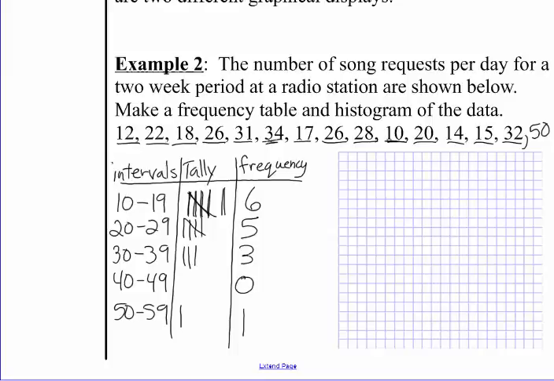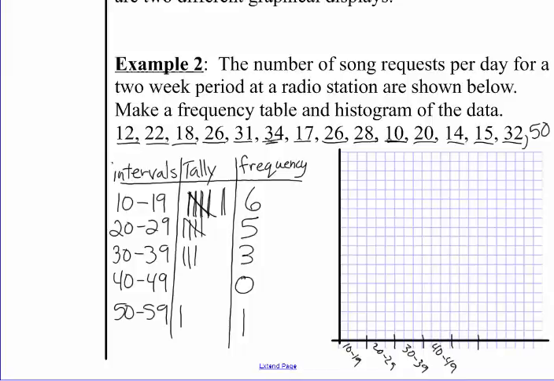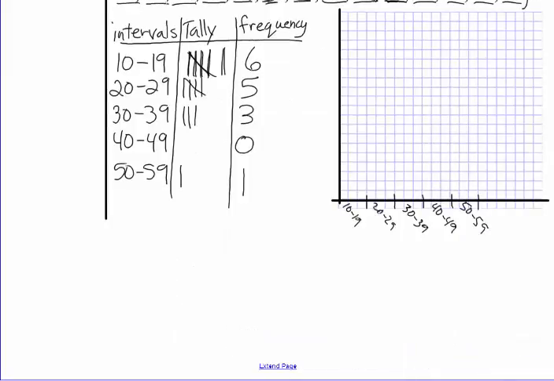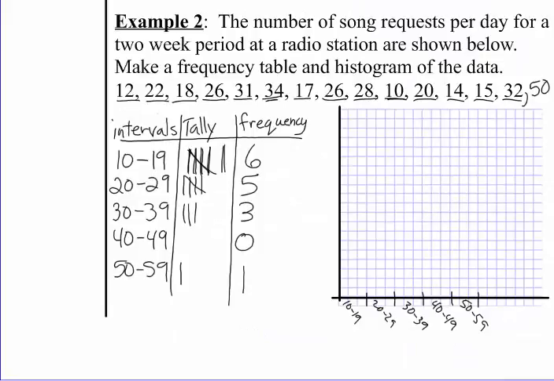So the first thing you've got to do is scale your axes. So I'll draw the y-axis and x-axis. You want to set up your scale. So we're going to set up our intervals. The first one, 10 to 19, 20 to 29, 30 to 39, 40 to 49, 50 to 59. So those are my intervals. At the bottom, you need to make sure that you describe what they are. So in this case, these numbers represent the number of song requests.